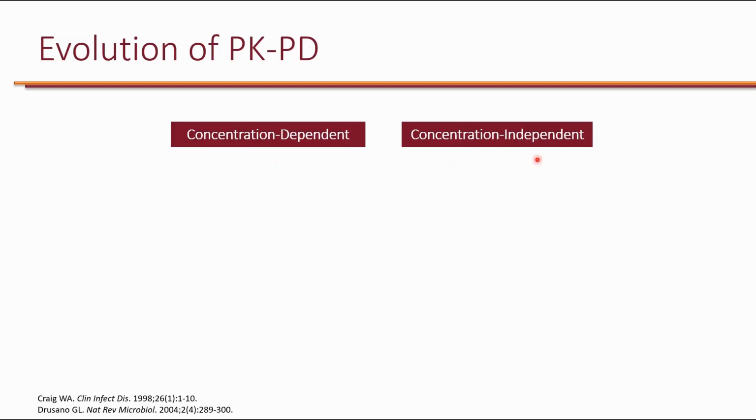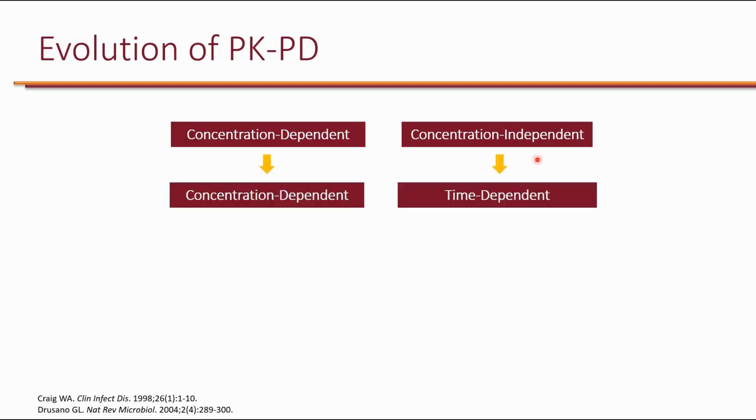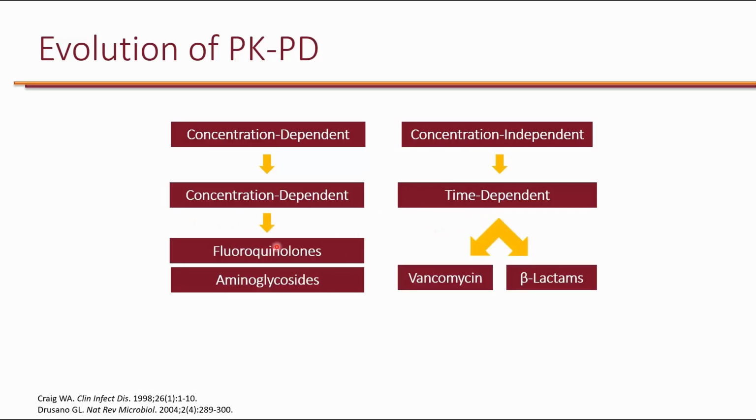Now we're looking at the evolution of PK/PD. So as time went on, then clinicians started to refer to concentration independent as time dependent. So we had concentration dependent and then we had time dependent. And as I showed you the examples of fluoroquinolones and aminoglycosides, those are concentration dependent. And then the time dependent would be the beta-lactams as well as vancomycin.